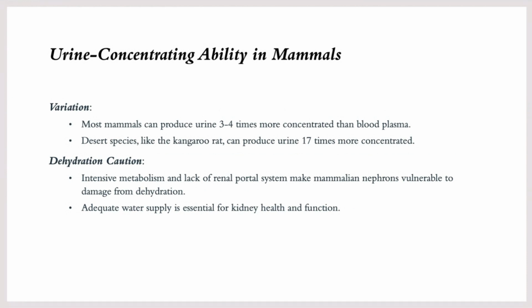Okay, and this is mainly because these mammals are endothermic, as we said, and they have intense metabolism where they require a lot of food and a lot of energy, and they don't have the renal portal system, which makes their nephrons vulnerable to dehydration. So due to this, they produce a lot of concentrated urine rather than diluted urine. Okay.